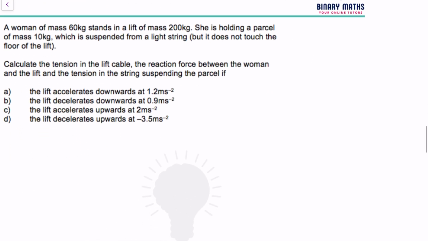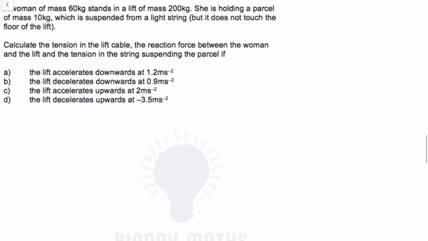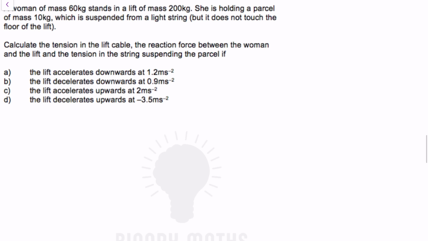Okay, a woman of mass 60 kg stands on a lift of mass 200 kg. She's holding a parcel of mass 10 kg, which is suspended from a light string but does not touch the floor of the lift. Calculate the tension in the lift cable, the reaction force between the woman and the lift, and the tension in the string suspending the parcel if these scenarios are happening. So there's a parcel first.